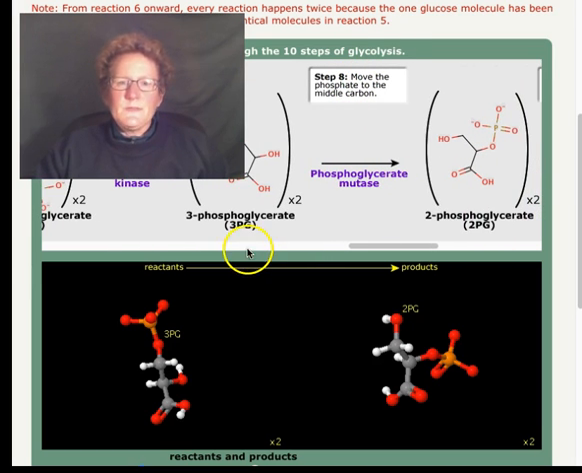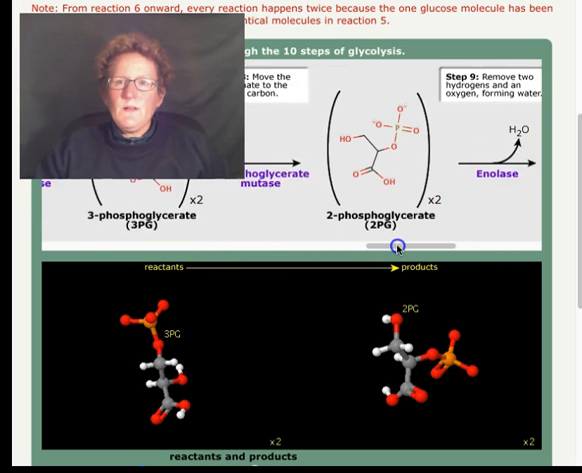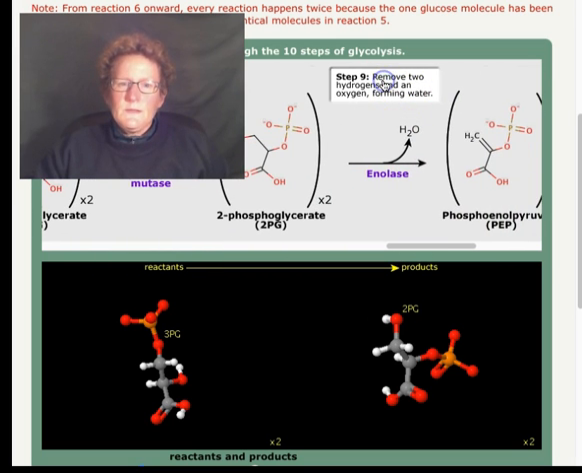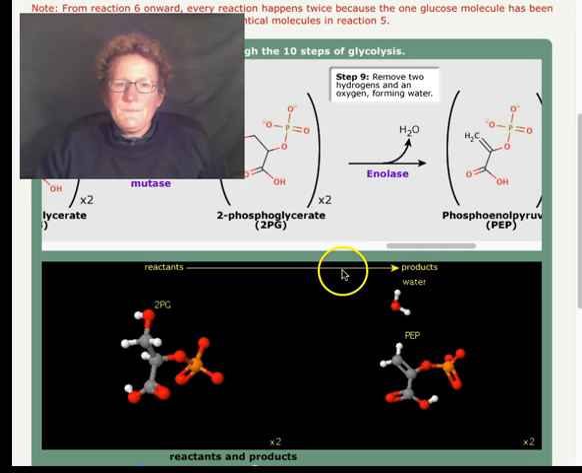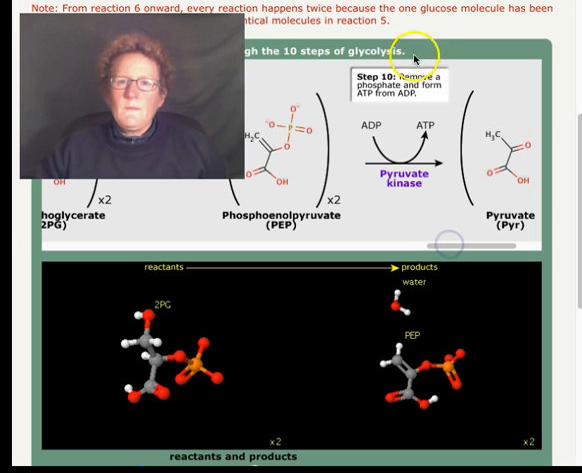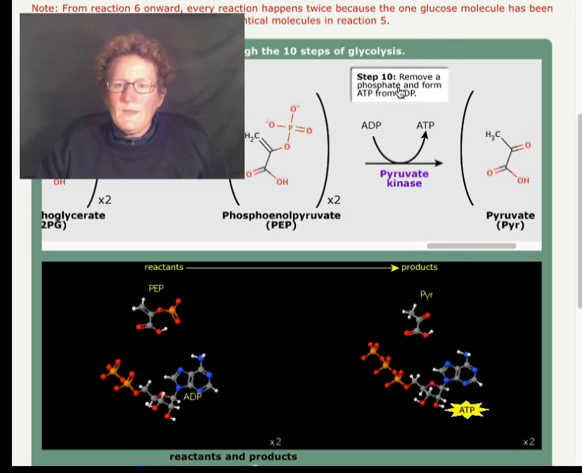Step 8 doesn't have any high energy molecules involved. Step 9 produces some water, but no high energy molecules. And step 10 produces 2 more ATPs. So the net result, after we've spent 2 ATPs to start the process and then created some, our end product, is 2 ATPs plus 2 NADHs.